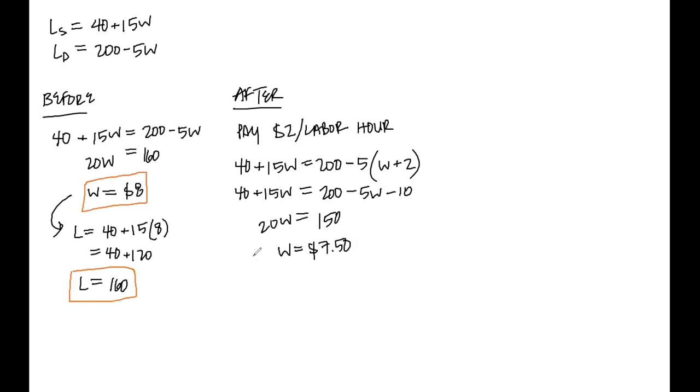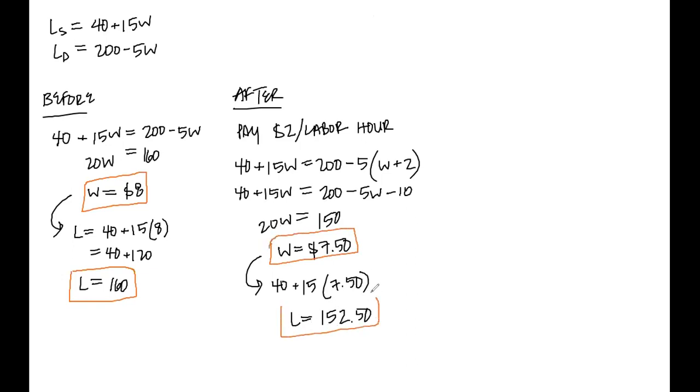And then, like last time, we can plug this into either equation since we're in equilibrium. So I'm going to use the first equation again, 40 plus 15 times a wage of $7.50. This gives us an equilibrium labor level of 152.5. In this course, it's okay to have fractions of workers. That's just how the math works out. Don't freak out that you have only partially of a person in these answers. But that is all of part 1.